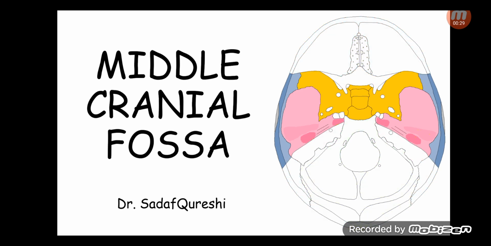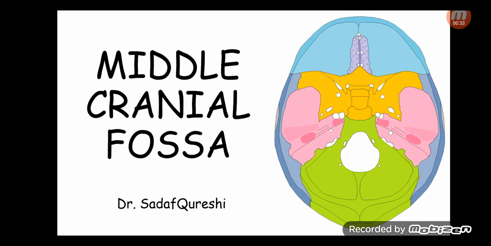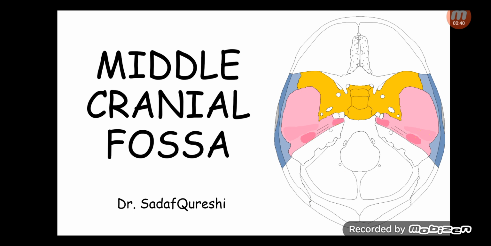The part that is colored in the diagram is the middle cranial fossa. Now we see the whole cranial cavity there. We see the anterior cranial fossa, middle cranial fossa, and posterior cranial fossa. Now the colored part we are seeing is the middle cranial fossa.